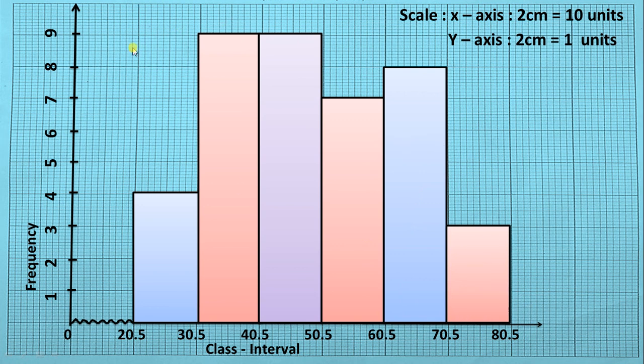This is our histogram. As the class interval will not begin with 0, the first box should be marked with a zigzag line. For the same frequency distribution table, class interval will be same. Instead of frequency, we are going to consider cumulative frequency to draw an ogive.